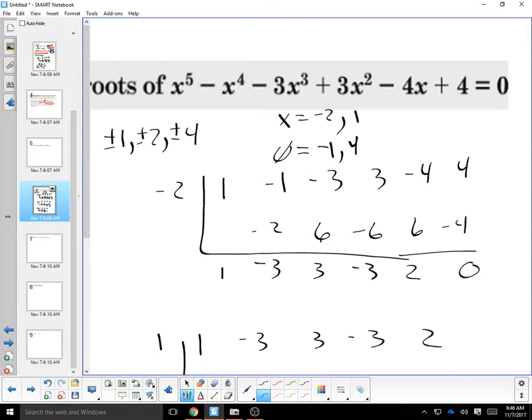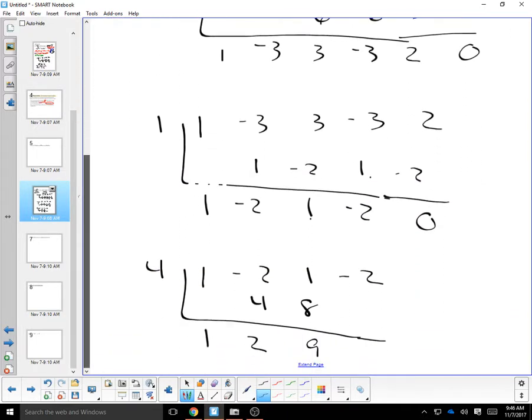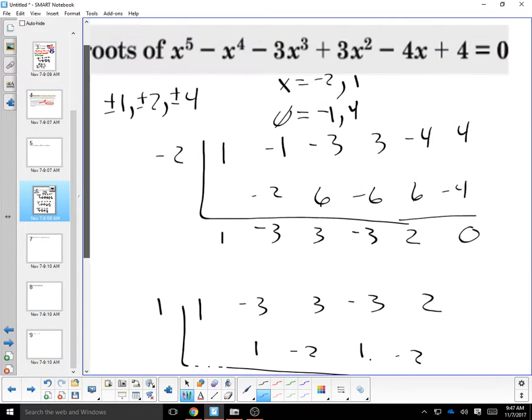How about the positive 2? Well, we haven't tried the positive 2. Did we? No, not the positive 2. So 2, that's 1, 2, 0. 2 times 0 is 0. 1, 2, 0. There we go. So 2 is one of them.